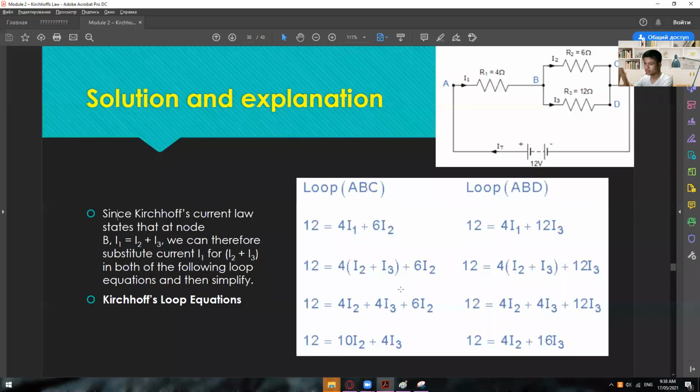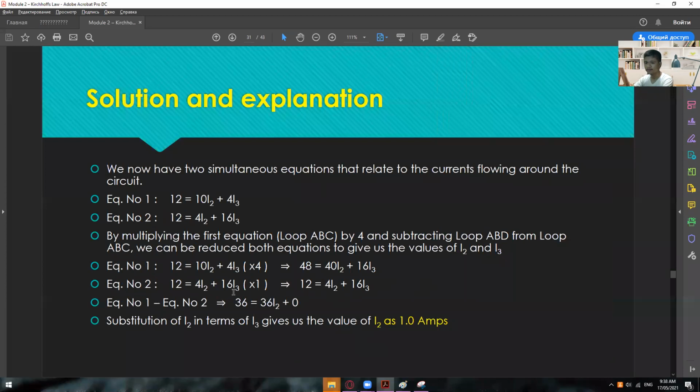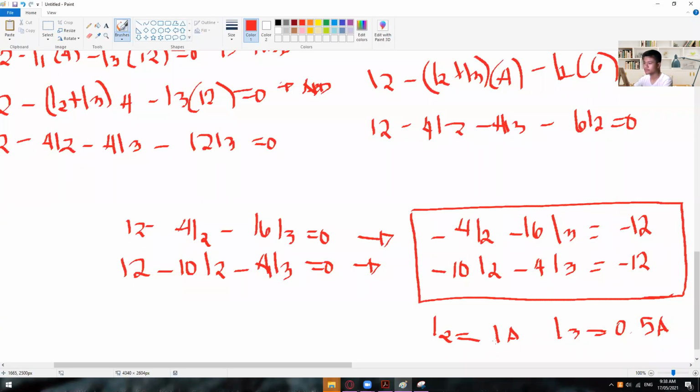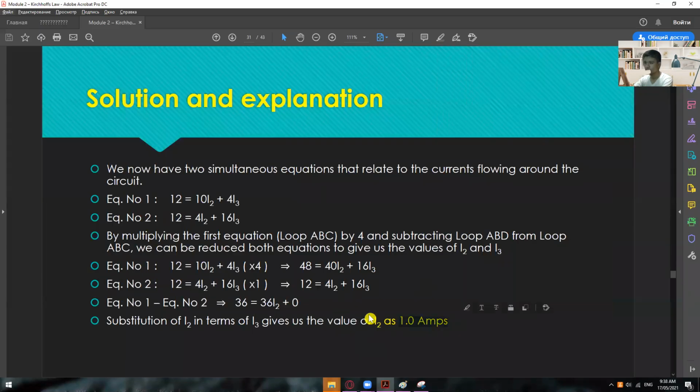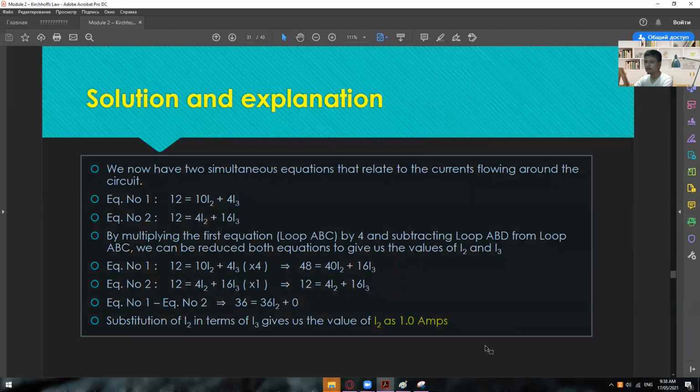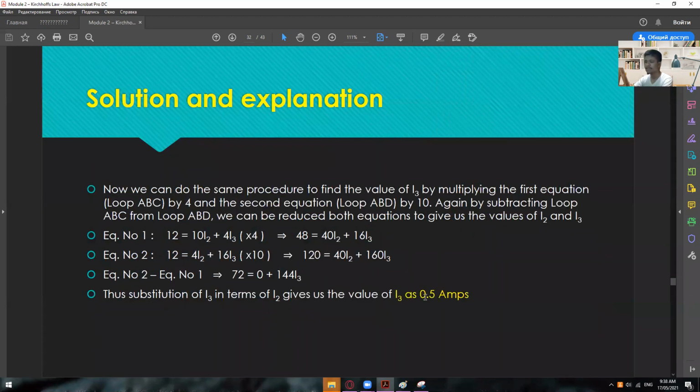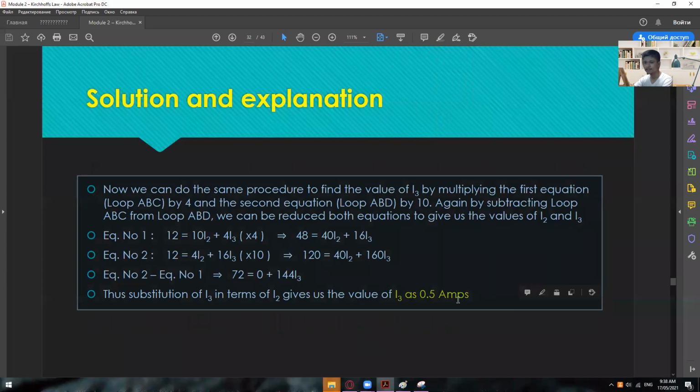Okay, so this is the simplified equation of the ABC and then the simplified equation of ABD, which is just the same with what we did in here. And the answer for the I2 is 1 amp. And where is our I3? I3 is 0.5 amps.